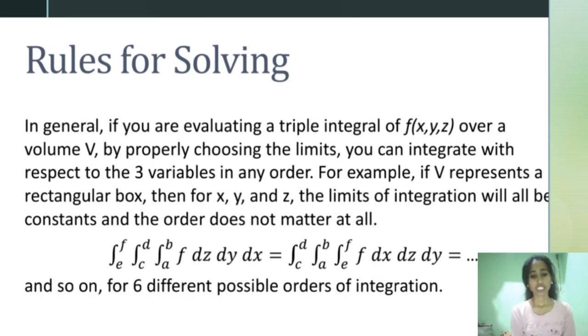That is, triple integration from E to F, C to D, A to B, f of dz, dy, dx equals triple integration from C to D, A to B, E to F, f of dx, dz, dy, and so on for six different possible orders of integration.